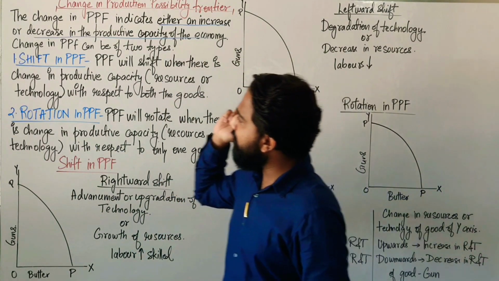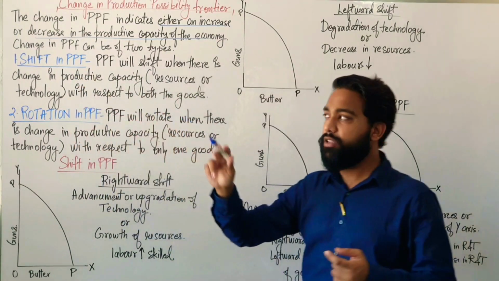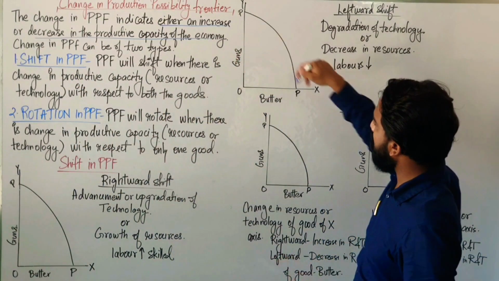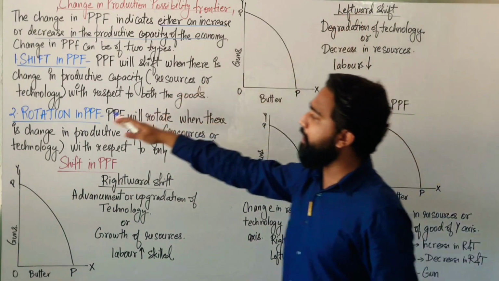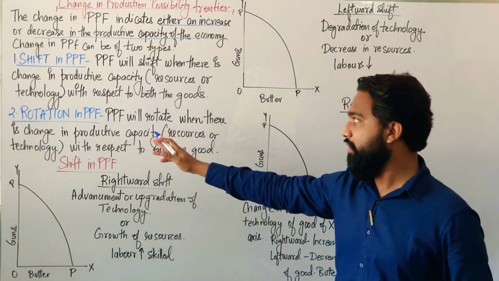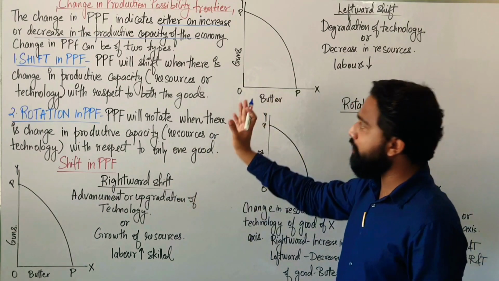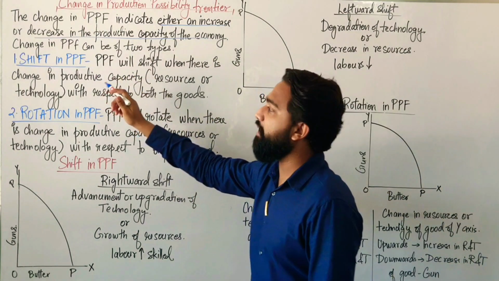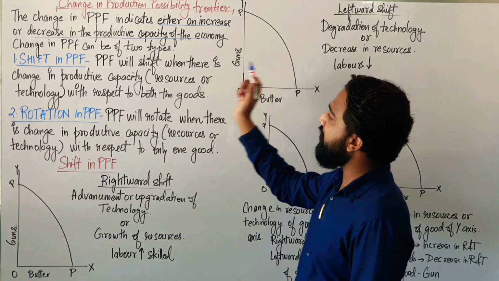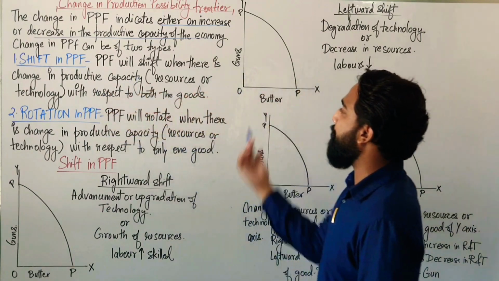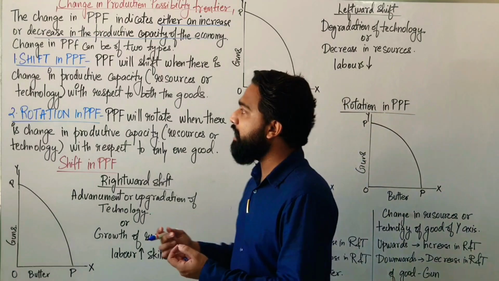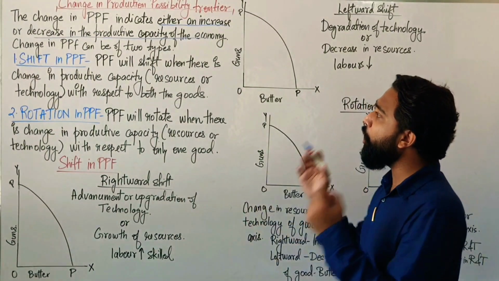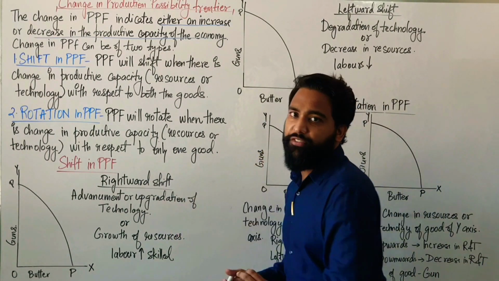First, there will be a shift in PPF. What is PPF? This is this concave shaped curve. There will be a shift or there will be a rotation in PPF. Now let's understand both these topics. Shift in PPF. PPF will shift when there is a change in productive capacity.